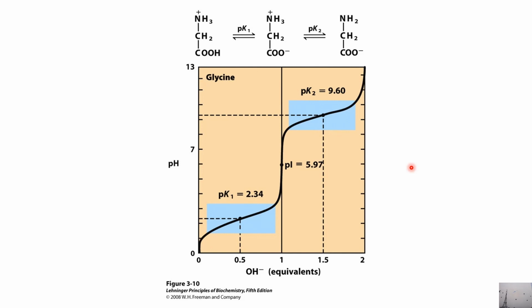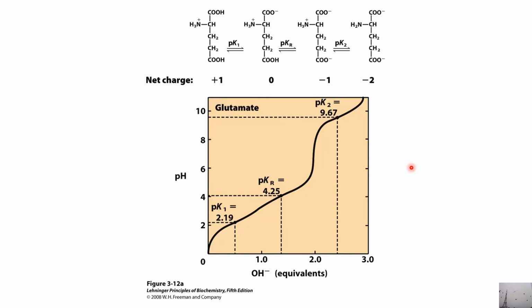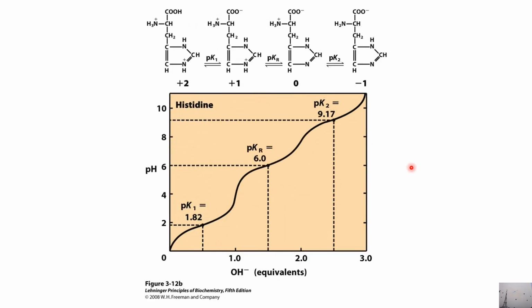So that is the PI, or isoelectric point. Then for glutamate we have a different titration curve, obviously, which is really expected. For histidine, there is also a titration curve.